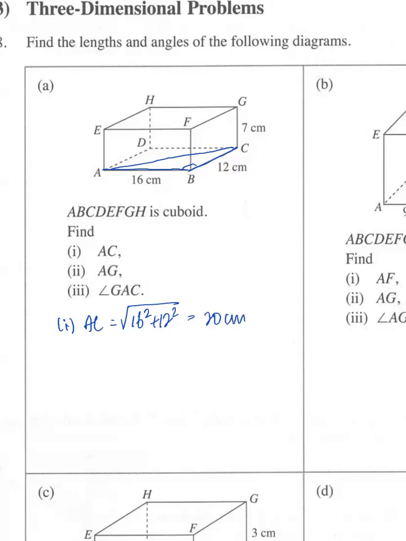Okay, next I want to find AG. AG is here. And we're looking at this triangle here. We already figured out AC is 20. So again, we can use Pythagoras to figure out AG. So AG is 7 squared plus 20 squared, rooted. I think this one's irrational. Yeah, it's irrational, so I'm just going to leave it to 3 sig figs.